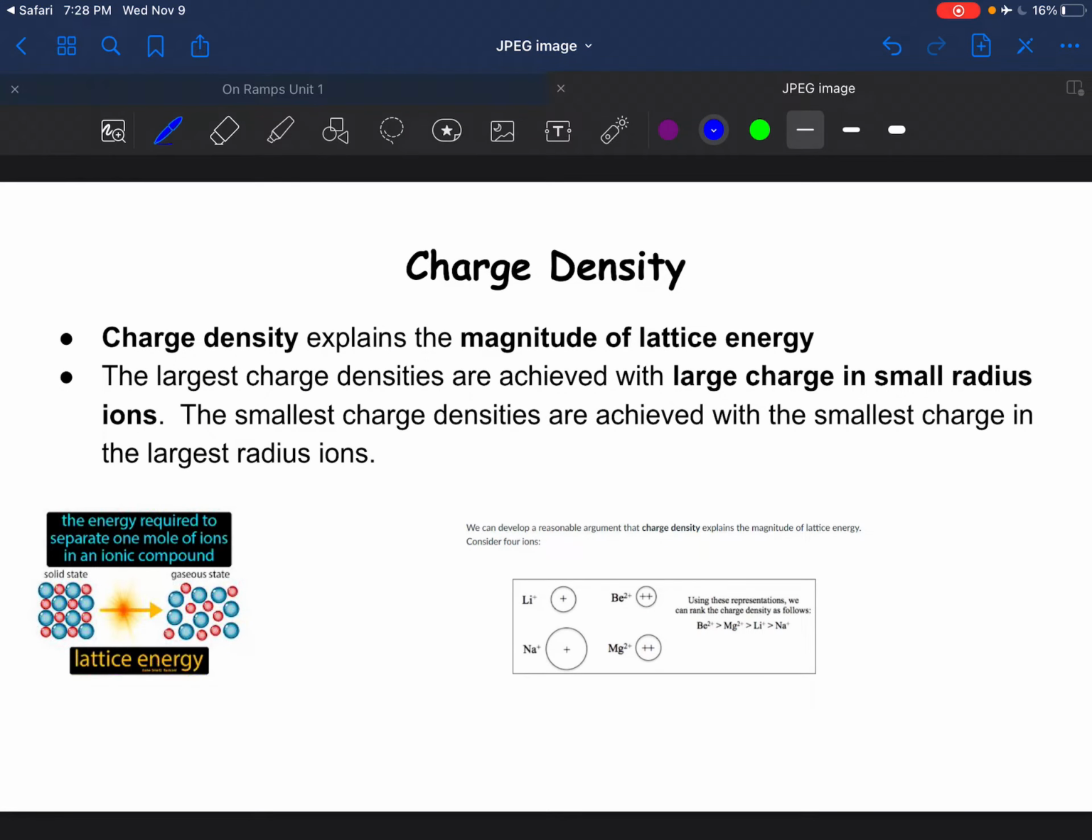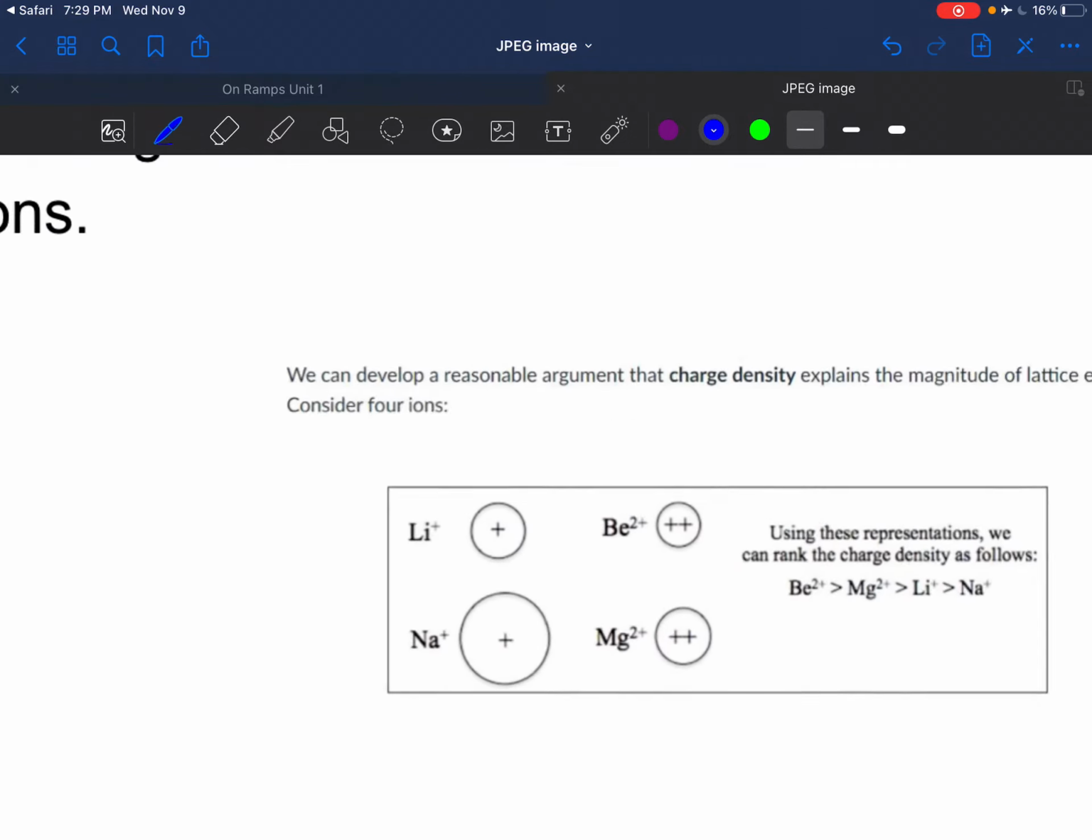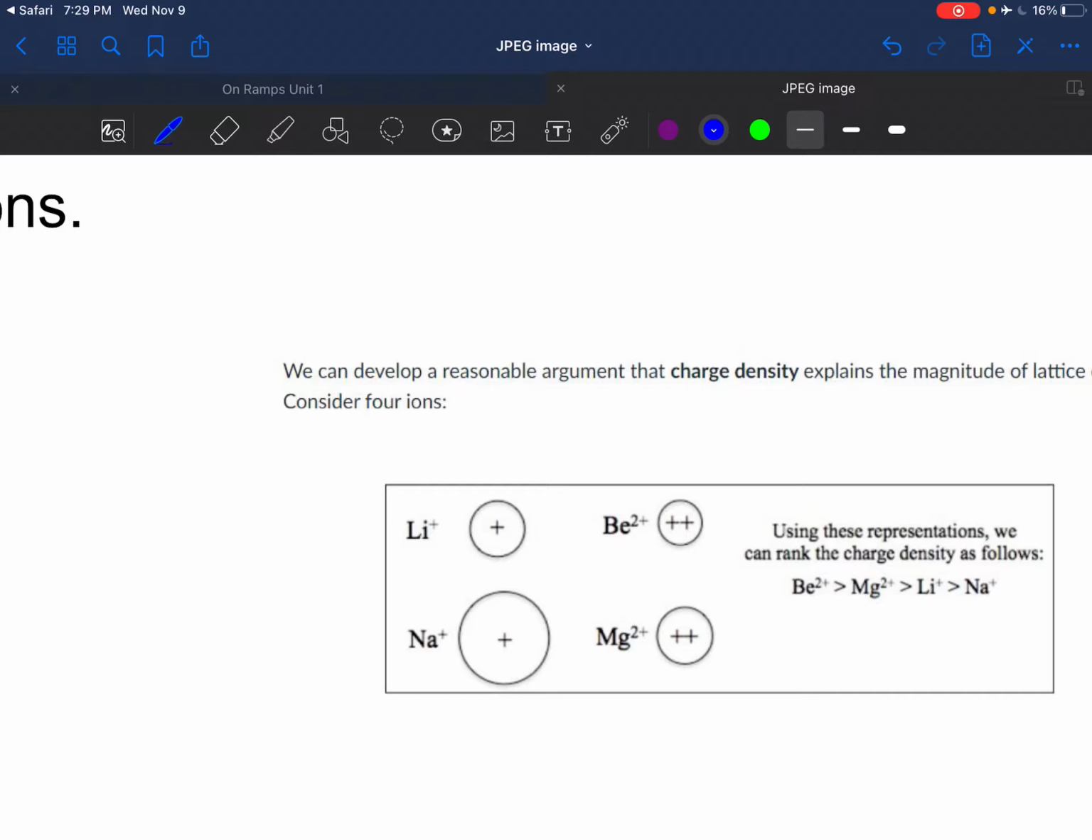So again, charge density is something you will see on this exam as well. We did it last exam. So charge density is the same thing as lattice energy. The larger the charge, the higher the charge density, the higher the lattice energy. There are some elements with the same charge, for instance, lithium and sodium, and beryllium and magnesium. So lithium and sodium have the same charge, so you're going to group them together.